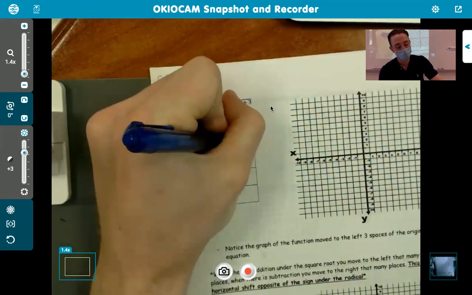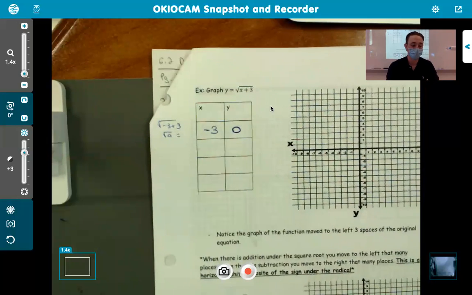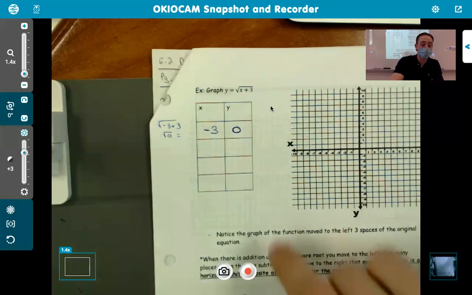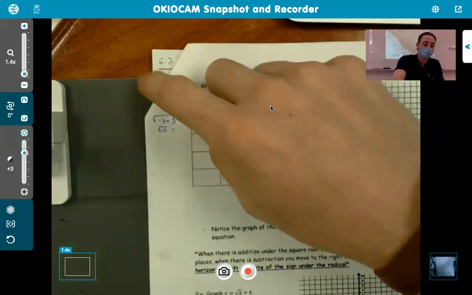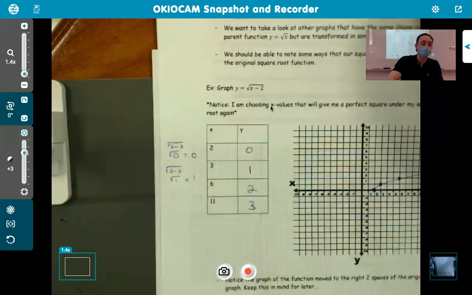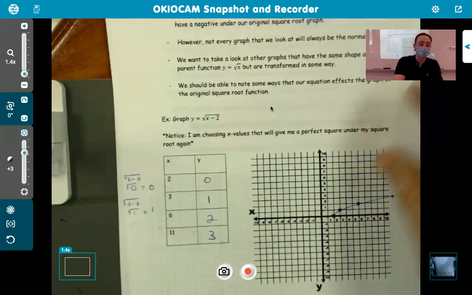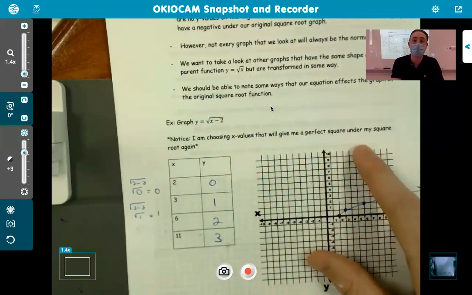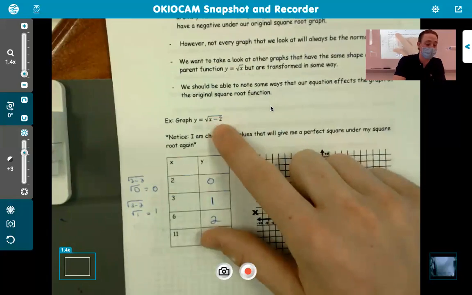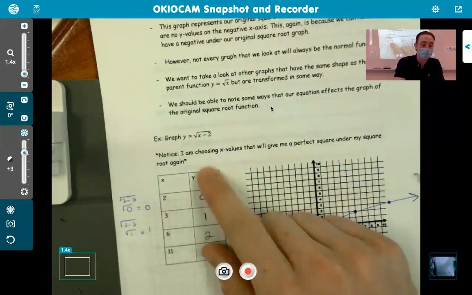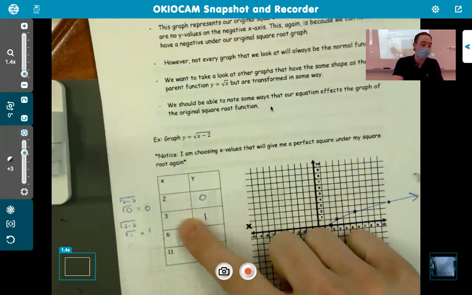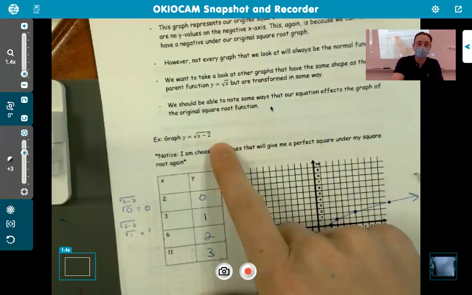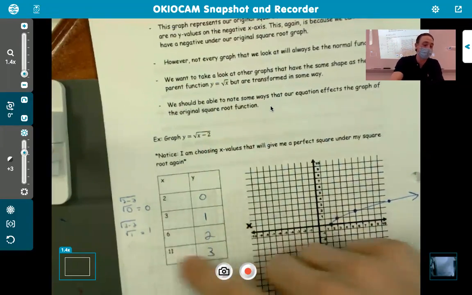I have a question. Sure, what's up? Where'd you get -3 from? So why I picked -3 to plug in? Yeah, how'd you come up with that? So look at this note right here. I'm choosing x values that are going to give me a perfect square. In this first example, I chose to plug in 2 because 2 minus 2 gives me 0. I know the square root of 0 is going to give me 0. I chose to plug in 3 because 3 minus 2 gives me 1. The square root of 1 is 1. I'm choosing values that are going to give me a perfect square.